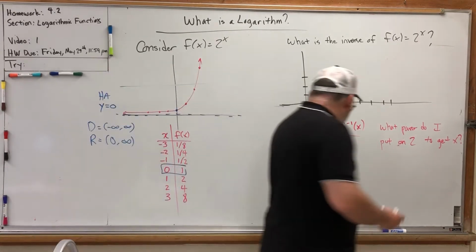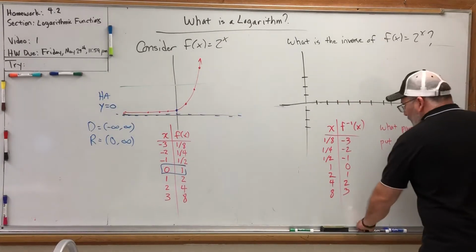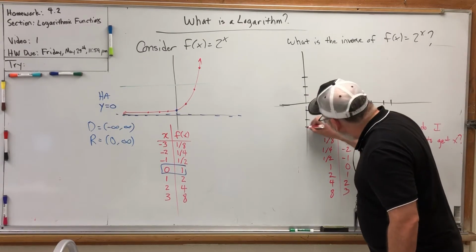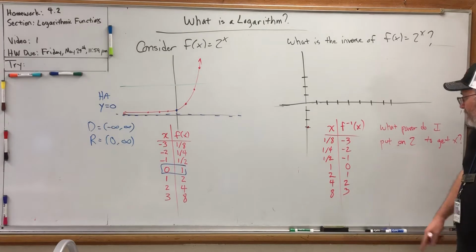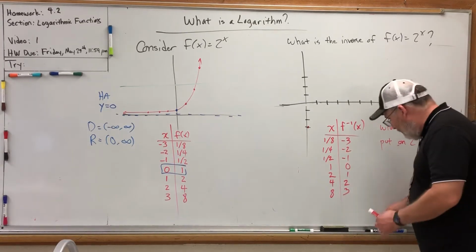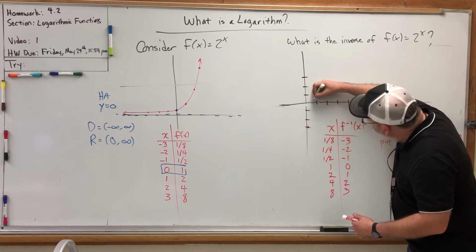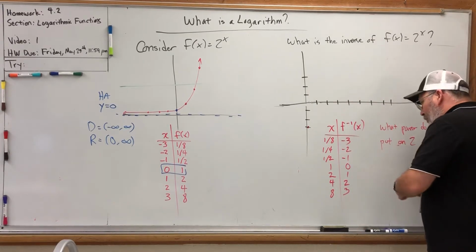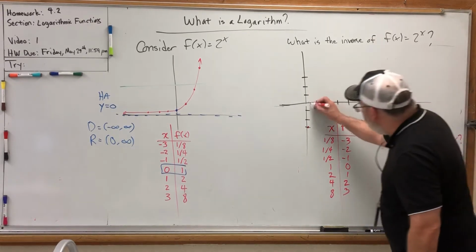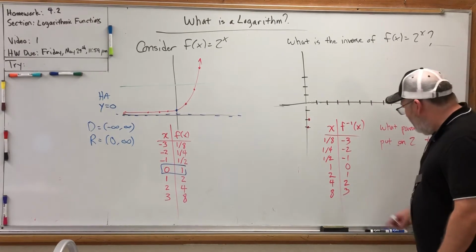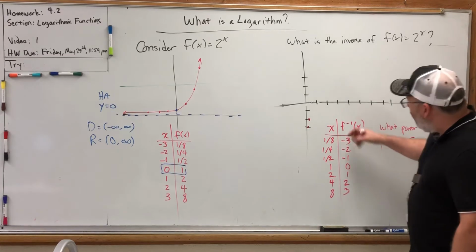Okay, let's plot these points. I go over just a little and go down 3. So I've got a point really close to the y-axis there. I go over 1/4, and I think I can cut this space into quarters pretty easily. Okay? I go over 1/4, but I go down 2, so right about there. This looks awfully familiar. I go over 1/2 and down 1.